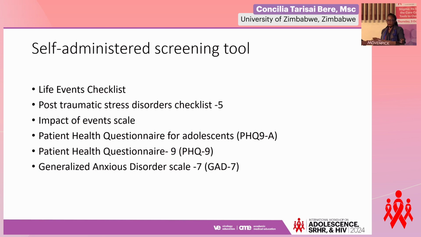And then we've got the Impact of Event Scale. Again, it's also stress-related, trauma-related. The PHQ-9, which you might be familiar with, the Patient Health Questionnaire, is for depression. And we also have another one specific for adolescents. So the Patient Health Questionnaire for adolescents. And we also have the Generalized Anxiety Disorder Scale, the GAD-7, that you might also be familiar with. So these self-administered screening tools are available and can be used.